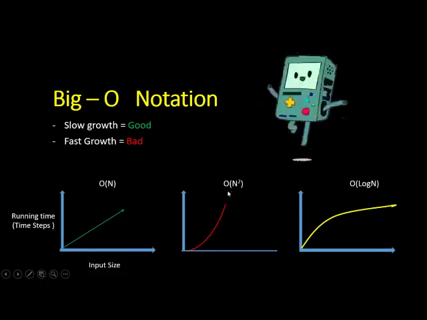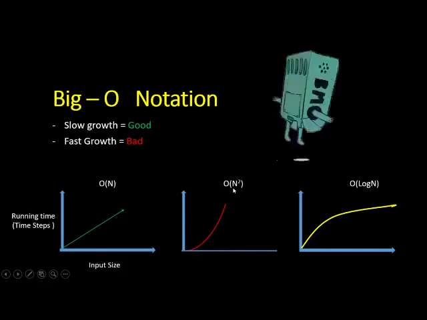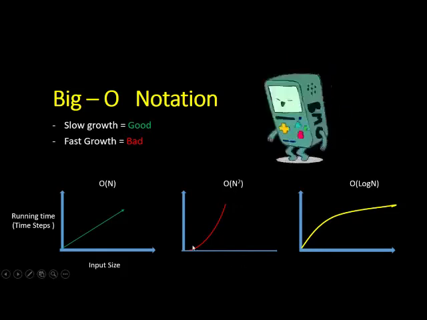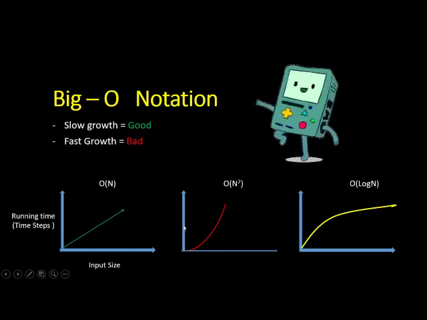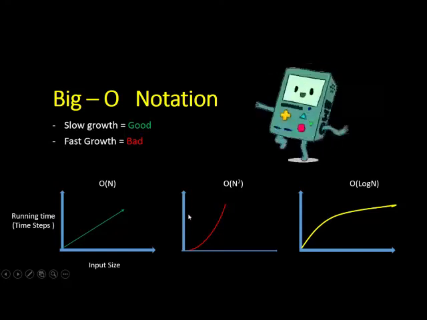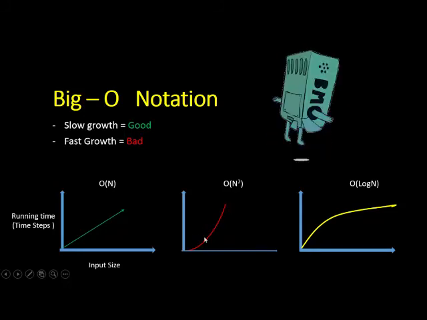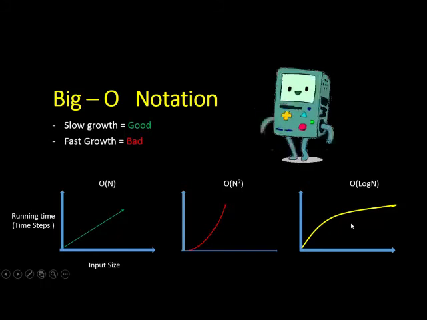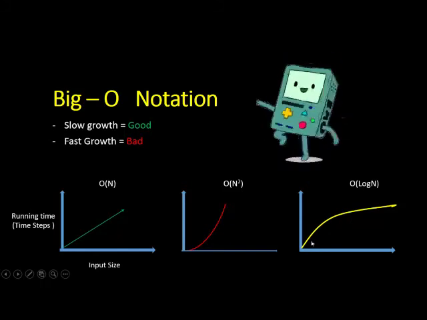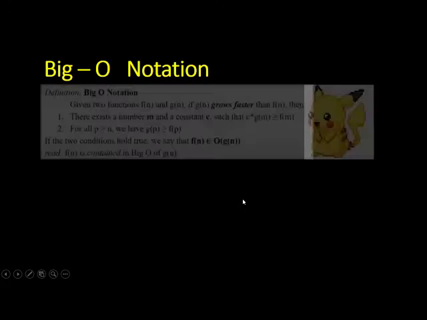Then we have O of n squared. It's a quadratic growth rate. So as you can see here, as the input size increases, the running time is greatly increasing. So the growth rate is kind of steep. So we can call this a bad growth, a fast growth, which is a bad one. Then we have O of log n, or O of logarithmic n, just like that. So that is its behavior.